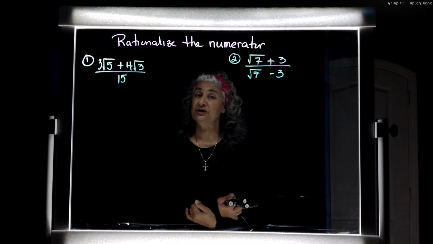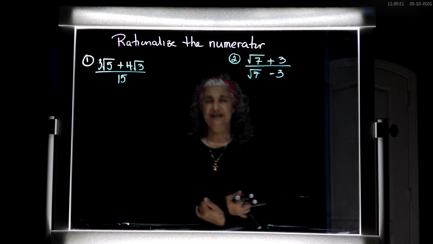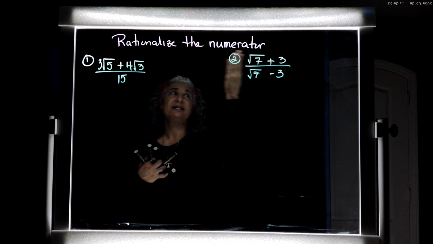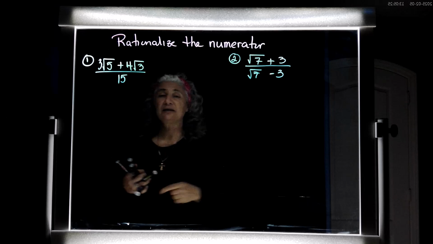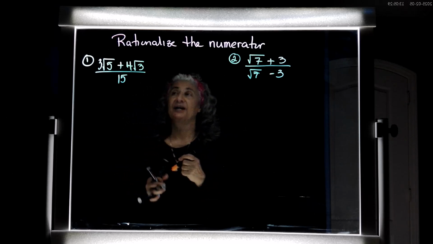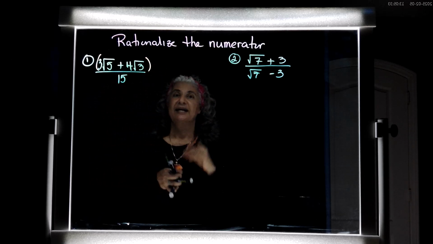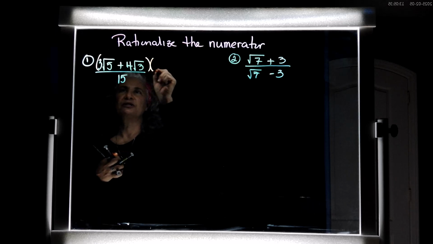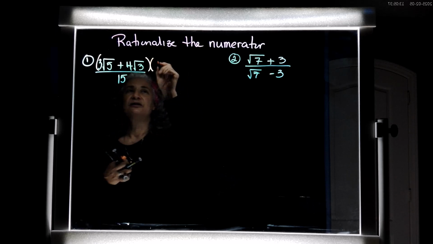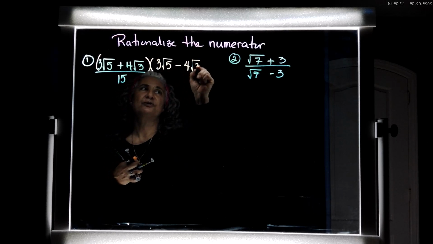Okay, hopefully you worked on these before you found this answer key video. Let's look at number 1. We're rationalizing the numerator, which means the radicals in the numerator need to go. So tell me what you want to do. You want to multiply. Tell me what you want to multiply the numerator by. It's conjugate. Great word. So tell me the conjugate. 3 times the square root of 5 minus 4 times the square root of 3.